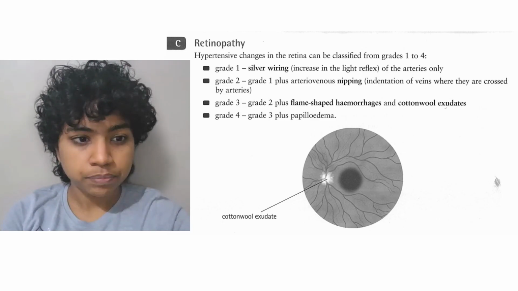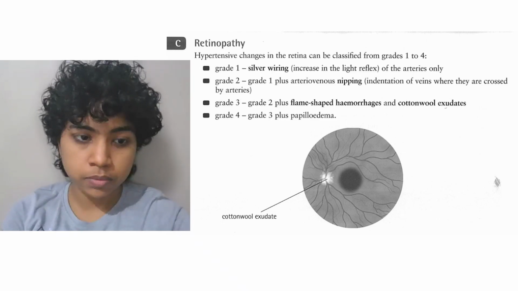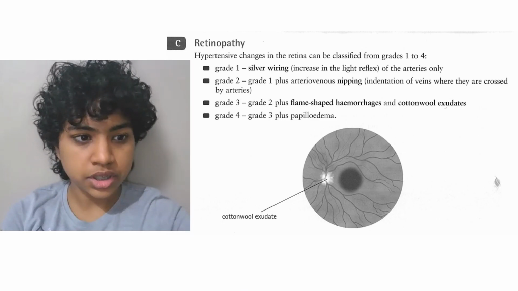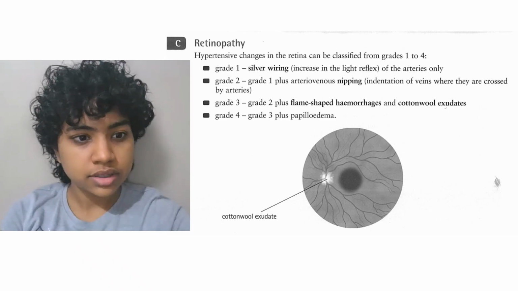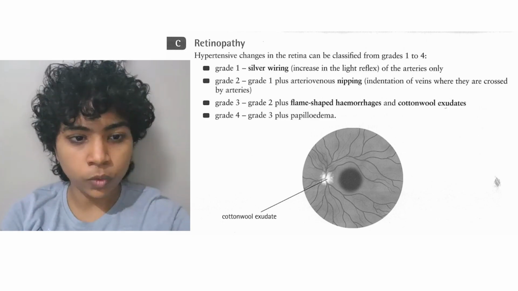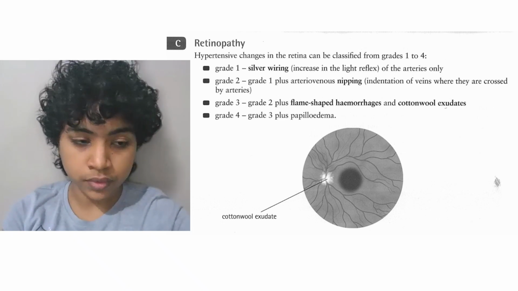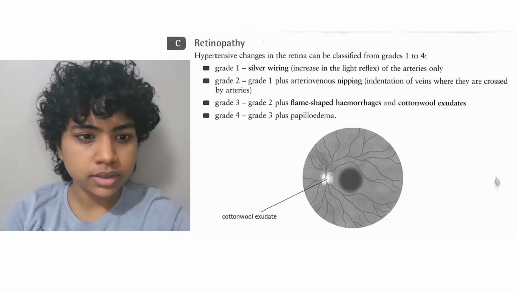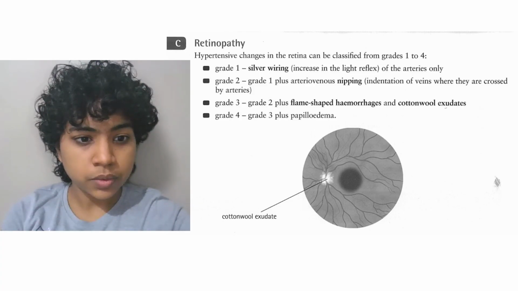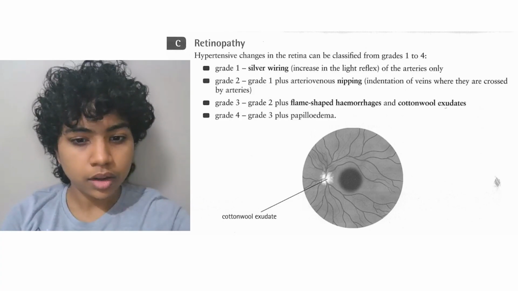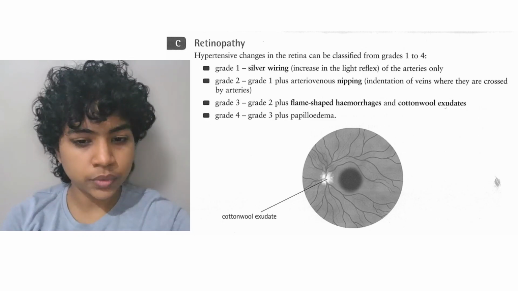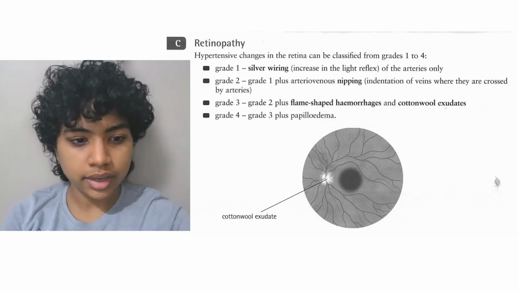Grade 3, grade 2 plus flame-shaped hemorrhages and cotton wool exudates. Grade 4, grade 3 plus papilloedema.